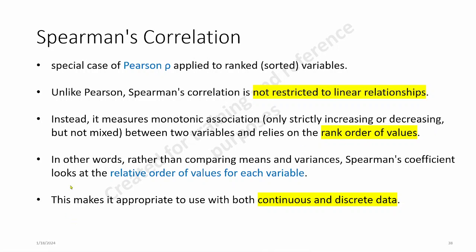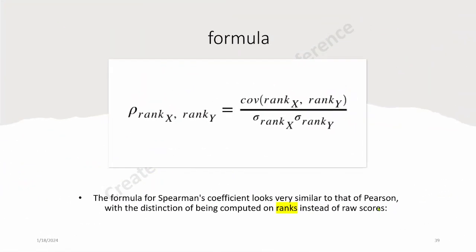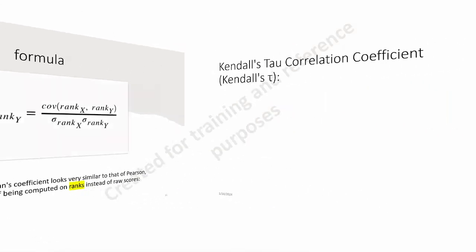I think we already talked about most of it. I just summarized some of the main points, but Spearman can be used for both continuous and discrete data. And essentially, the formula is the rank of x and y, and you compute the covariance, and then you divide it by the standard deviation. Pretty much similar to what we saw in our Pearson's method, just that the difference is that it is not about the data, but about the rank of the data values.